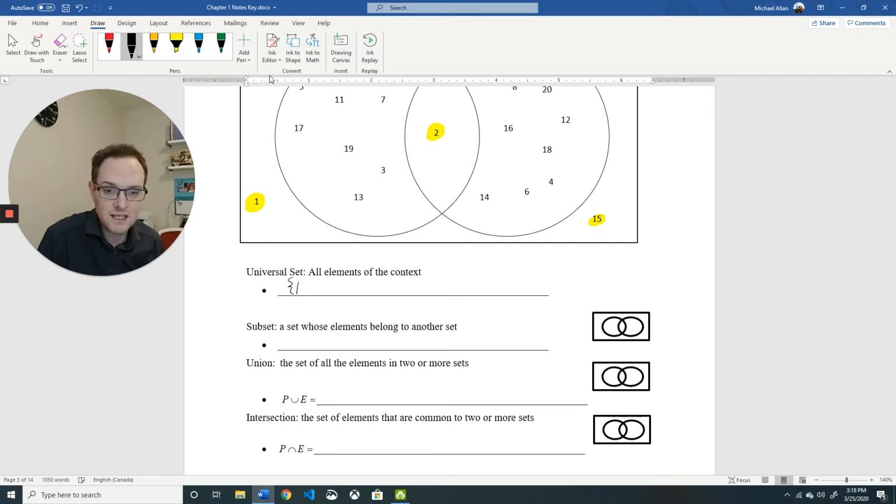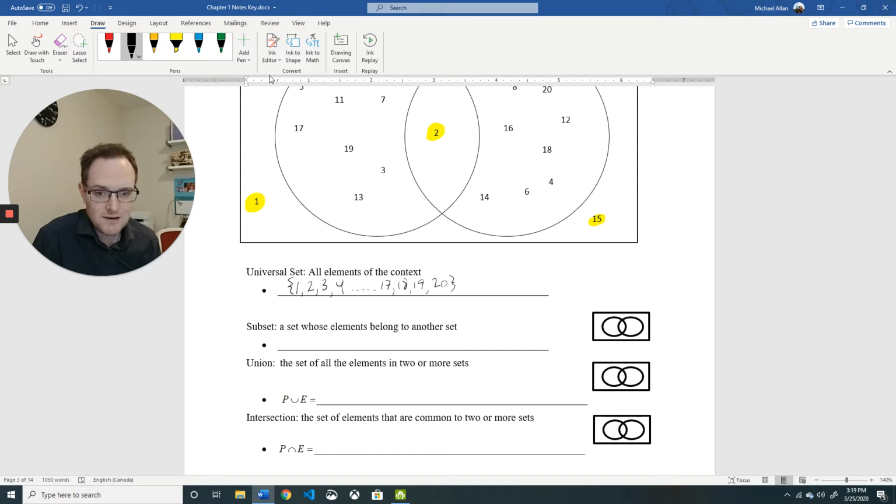So the universal set that we know of is 1, 2, 3, 4, dot, dot, dot. I'm not going to write them all out, but they would continue on till you have all the numbers up to 20. Okay, so that's my universal set. It's all the numbers from 1 to 20. That's what it says at the very top there.